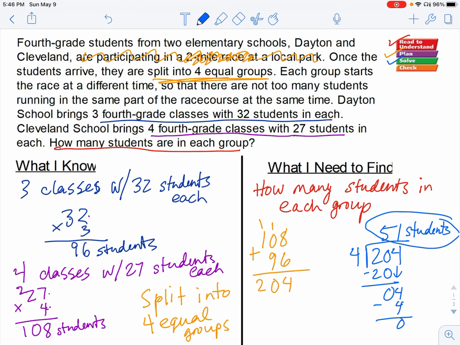And then we just want to check, did we answer the question, how many students are in each group? 51 students. Yes, we answered the question. We have the correct units here. And does our answer seem reasonable? Yeah, if I had about 200 students to start with, that makes sense. Okay, so you'll get a chance to do some more of these multi-step word problems on your own today.